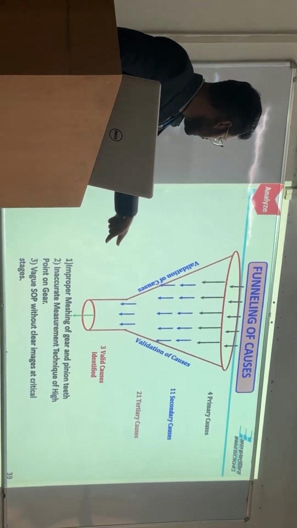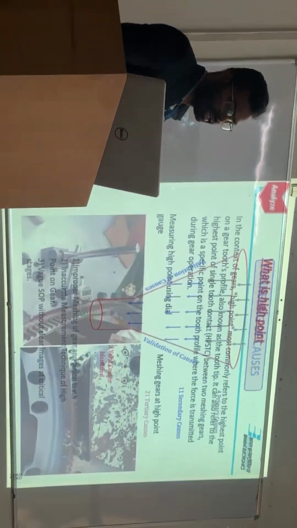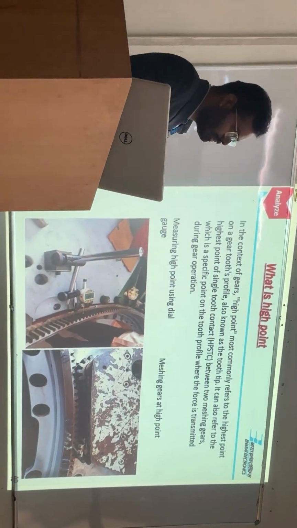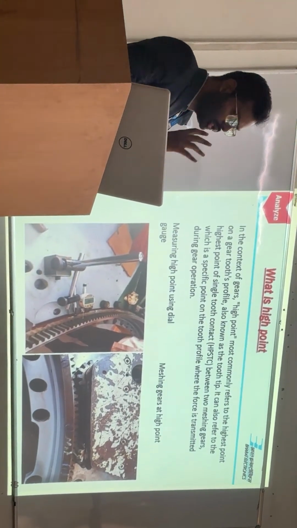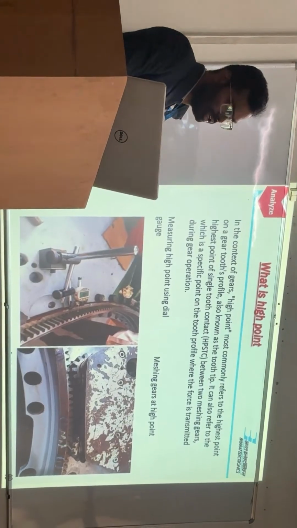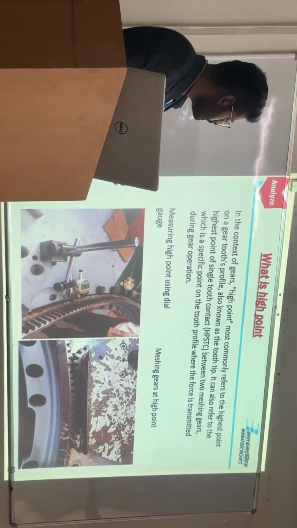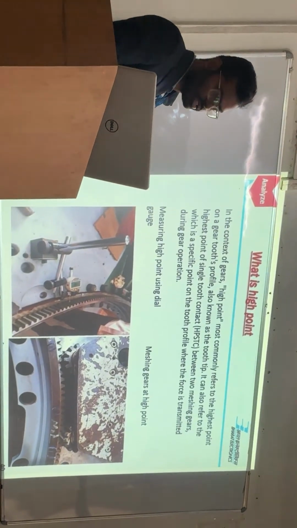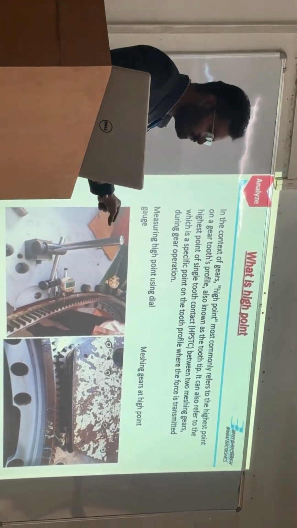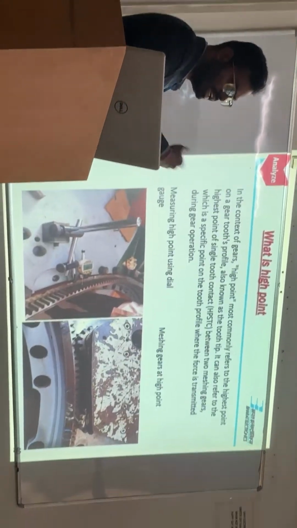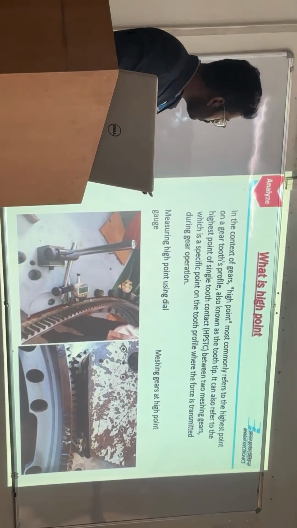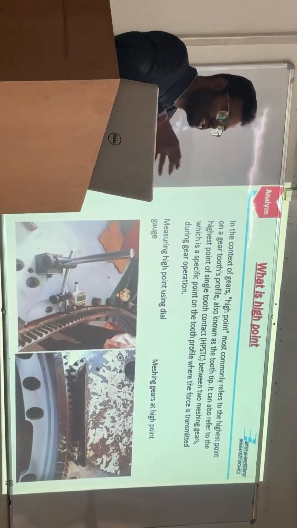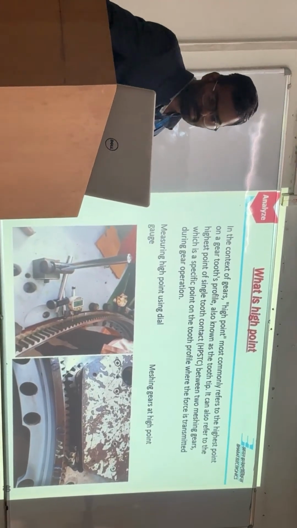So I have introduced the high point in gear. Basically, what is high point? While manufacturing the gear, due to unavoidable errors, the gear lead profile will not be exactly concentric. Generally, the gear is measured at the pitch circle. Since it is not concentric, each and every tooth will have a different point of contact when it meshes with the other gear. So high point is basically where the tooth has the highest point of contact.